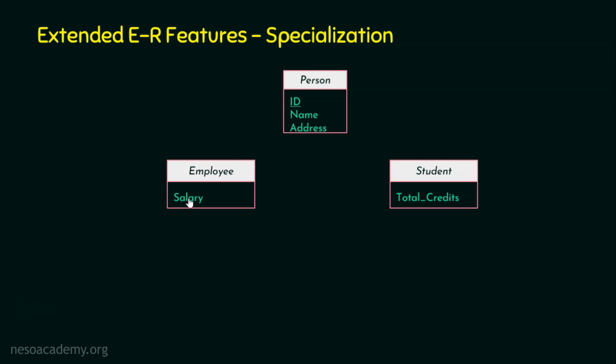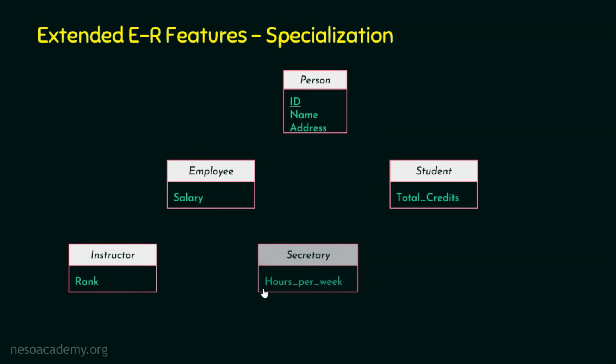Now let's break this employee into two subtypes, instructor and secretary. An instructor is also an employee. A secretary is also an employee. However, instructor has a rank attribute. Secretary has how many hours he or she worked per week. So this is what the specialization extended ER feature is about. As I mentioned, this is a top-down approach. So the higher entity is subdivided into lower level entities. We are done with the first extended ER feature, specialization.